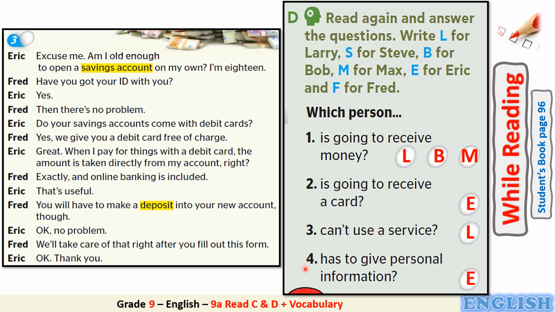Which person has to give personal information? Excellent, my students. Eric. Can you find a clue in the dialogue to justify your answer? Excellent, my students. When Fred said, "Have you got your ID with you?" Eric: "Yes." Fred: "We'll take care of that right after you fill out this form." Eric: "Okay, thank you." Well done, my students.